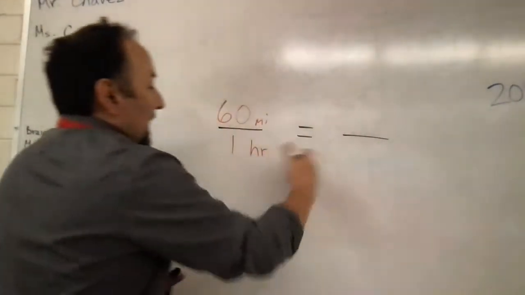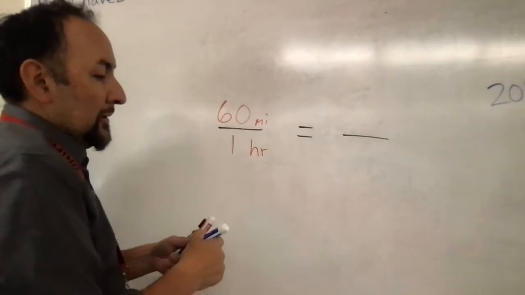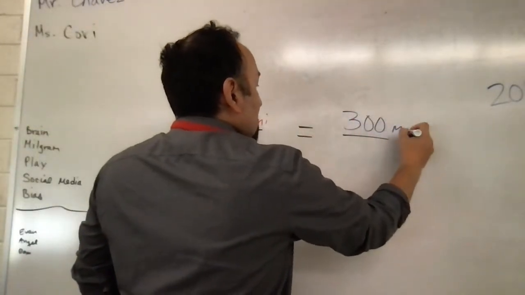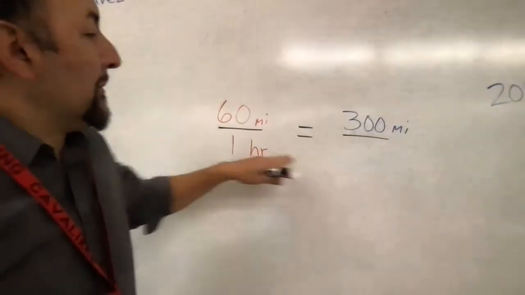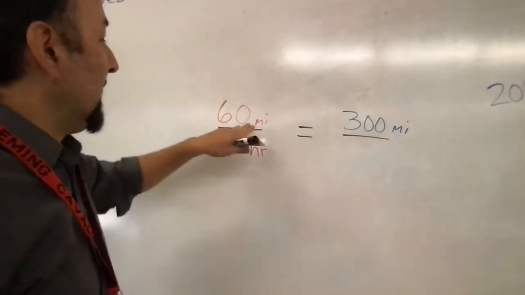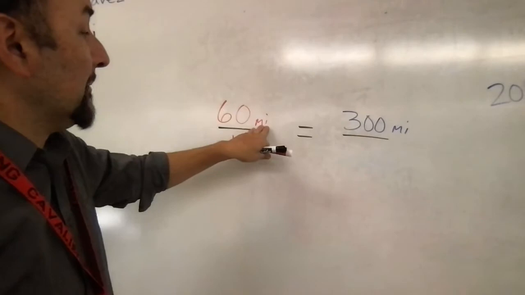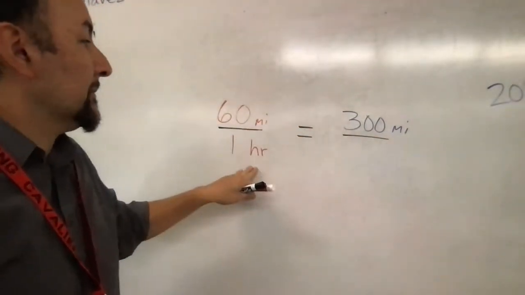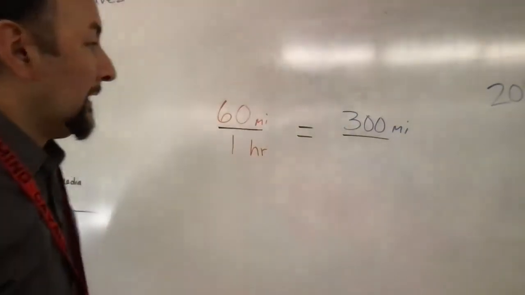Maybe instead of how many hours you've traveled, they say, hey, the trip that we're going to take is 300 miles. Then how many hours is it going to take? As a reminder, make sure that you're labeling and that your labels are the same on the top and on the bottom. If you do that, then you're going to be fine.